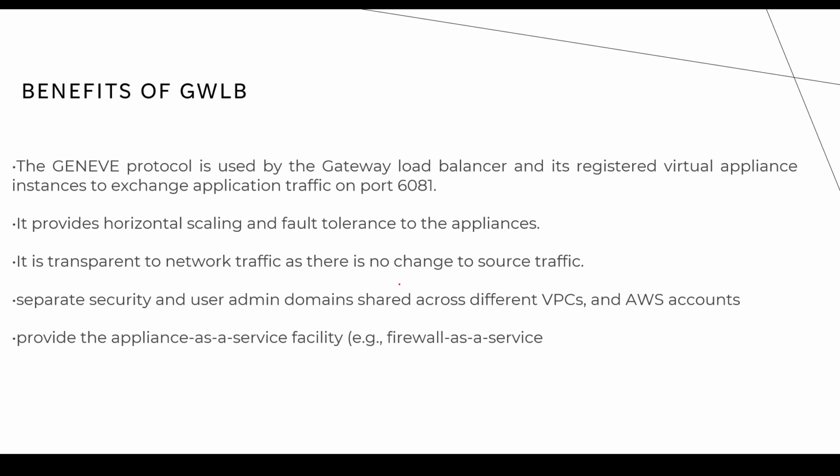Okay, benefits of gateway load balancer. The first is that the Geneve protocol is used by the gateway load balancer and its registered virtual appliance instances to exchange the application traffic on port 6081. So whatever traffic is exchanged between the virtual appliance and the gateway load balancer, everything is carried out with this Geneve protocol. And the port that this uses is 6081, right?